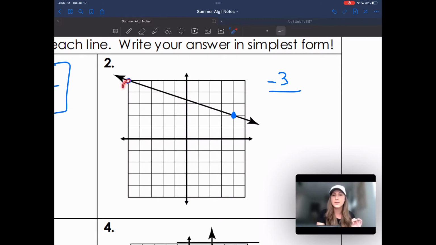Okay, so we went down 1, 2, 3, so negative 3, and then going over to the right, 1, 2, 3, 4, 5, 6, 7, 8, 9. So negative 3 over 9. And because of the way I do it, going left to right, my bottom number will always be a positive number. So the only reason it would ever be negative is if I go down. That's it.